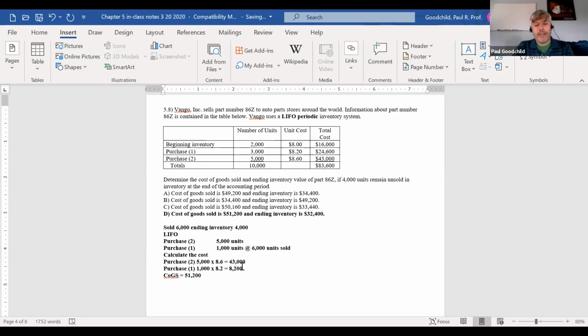And then to calculate ending inventory, 83,600 minus the 51,200 gives us 34,400, hopefully. No, 32,400.